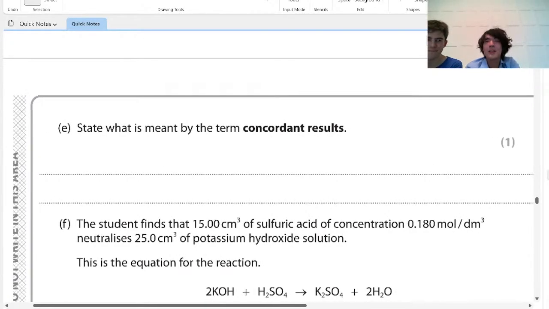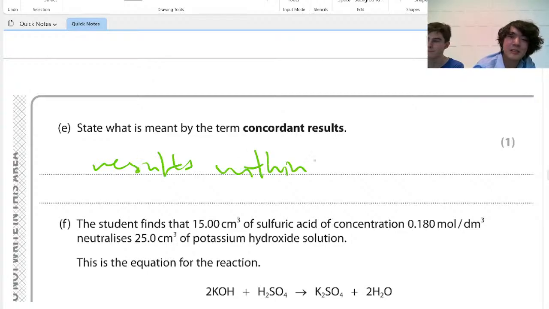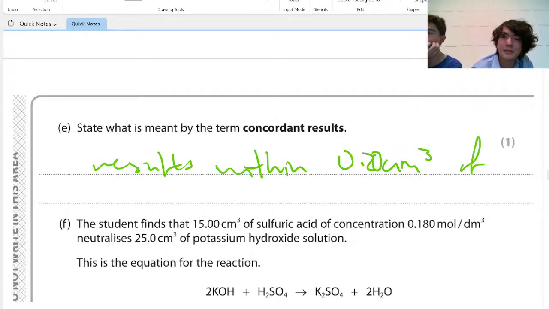Right. What is meant by concordant results? Concordant results are results within 0.20 cm cubed of each other.